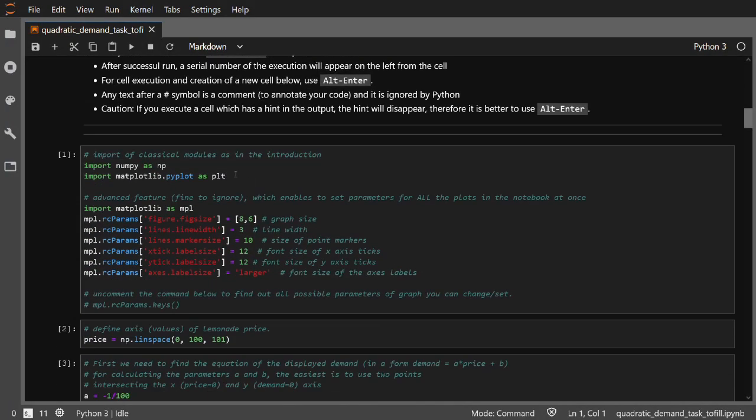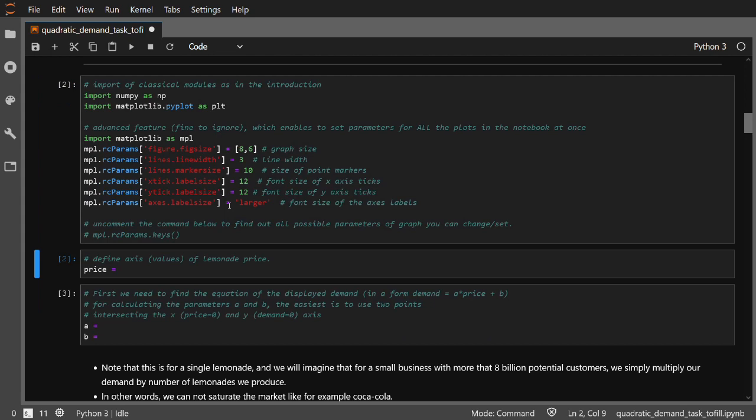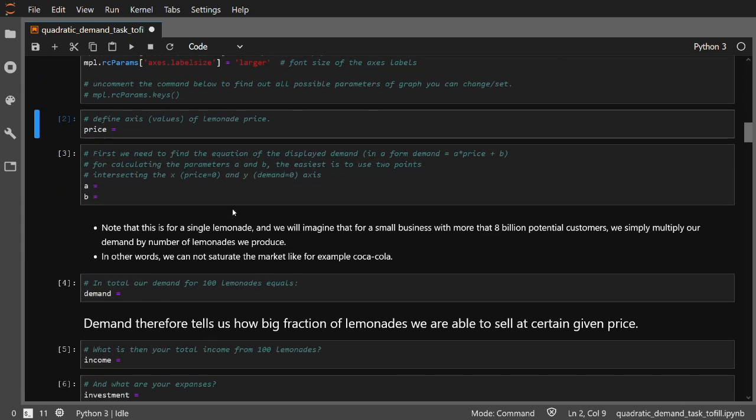Let's get to it. We have already imported standard modules, numerical Python and matplotlib pyplot for plotting graphs. Then we have some global settings for all the plots in our notebook. We run the cell and we are ready to tackle our problem. So what do we want? We want to maximize profits.